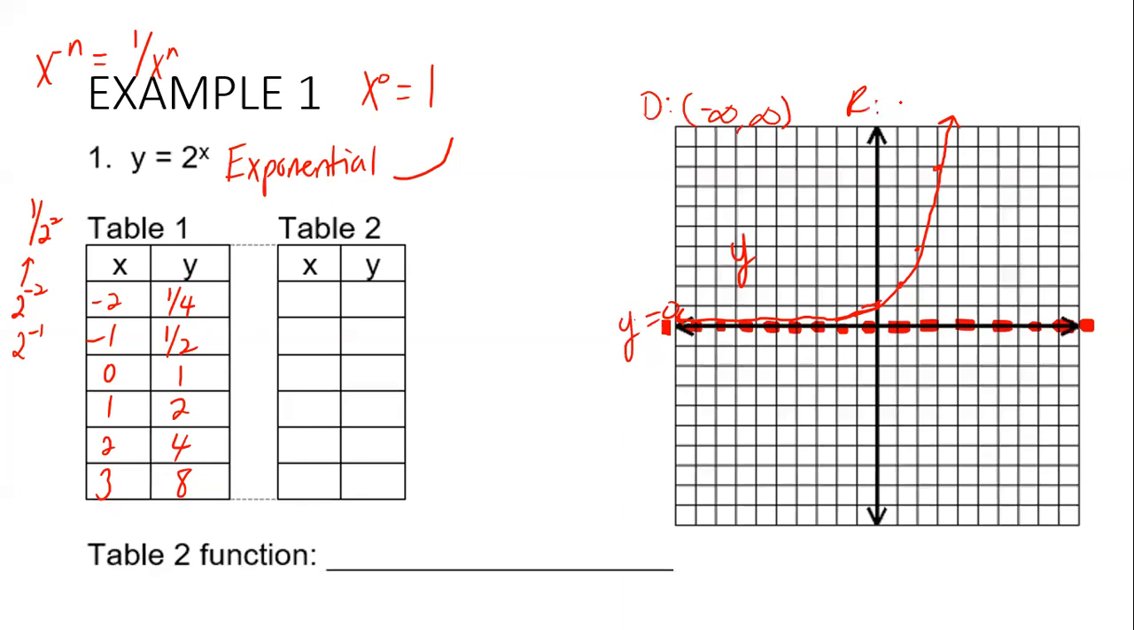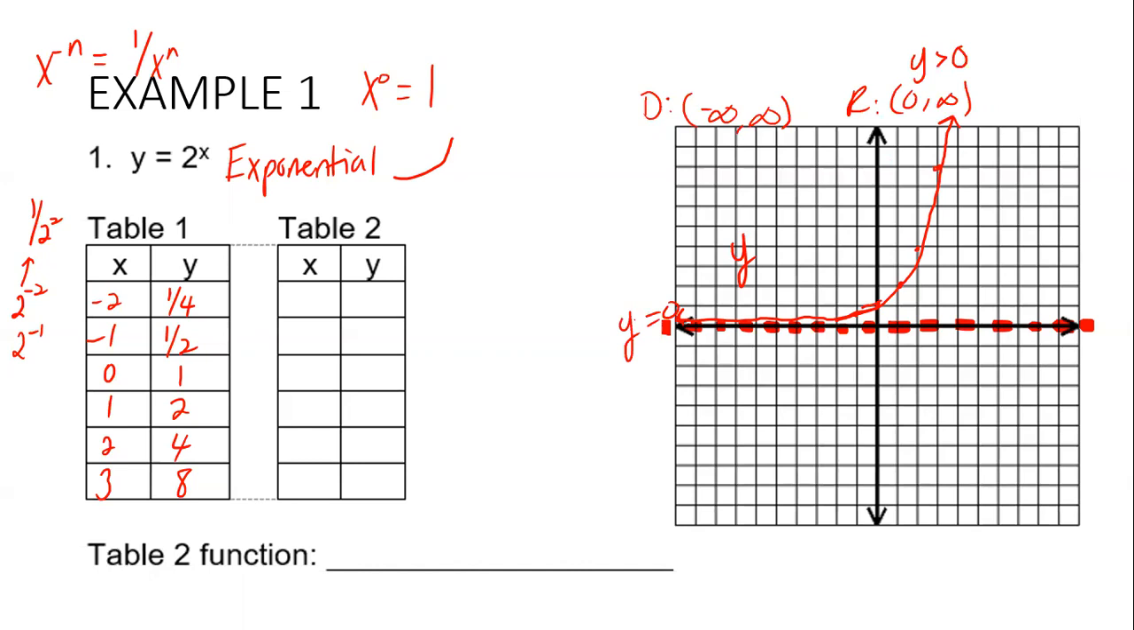But what is our range? 0 to positive infinity. I want to get as close to 0, but I'm not going to ever touch 0. So it would be strictly greater than 0. If you wanted to write it, it would be y is greater than 0, but not equal to 0. The other way of showing that, instead of using a bracket, we use a parenthesis.